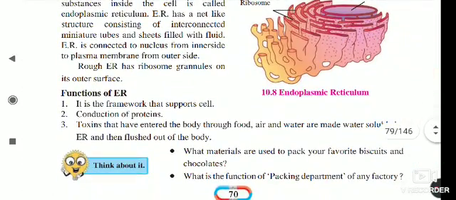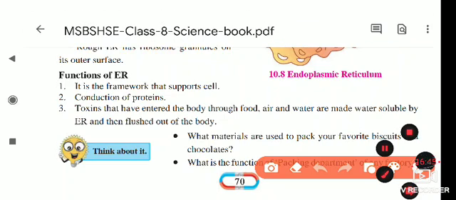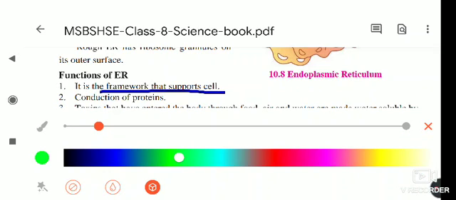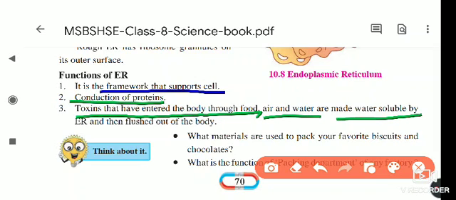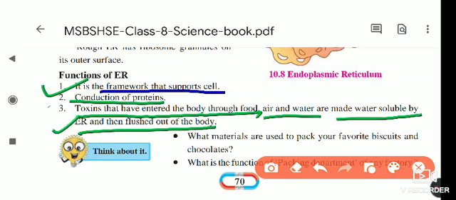After this, we will see the functions of the endoplasmic reticulum, the ER. The first function is that it is the framework that supports the cell. Second, it conducts proteins, meaning protein is conducted inside this. So first, it is a framework that gives support to the cell. Then it conducts the proteins.